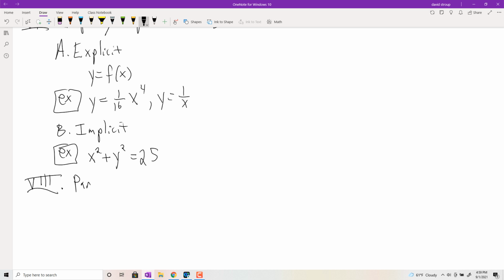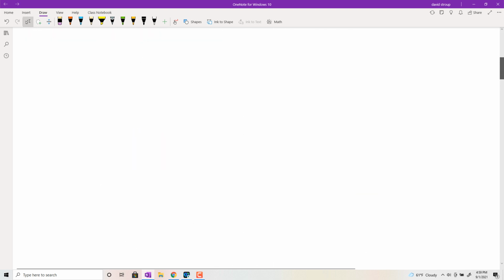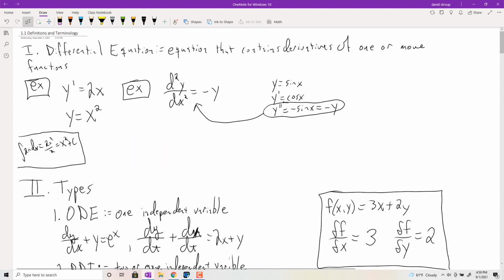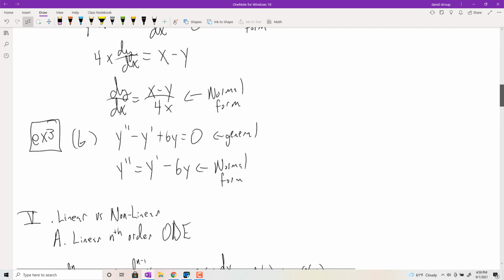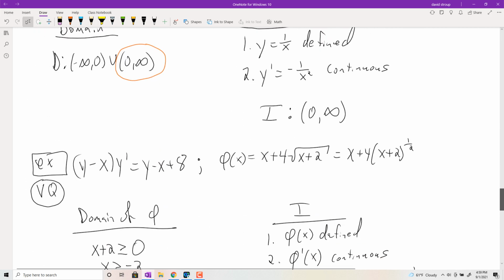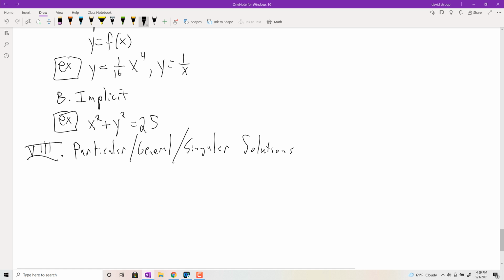We have particular, general, and singular solutions. Okay, so this is what I was talking about way back at the beginning of my notes, right here. So there's a solution right here. This x squared is a solution to the differential equation y prime is 2x, but there's other solutions, right? There's x plus 1, x plus 2, x plus 3, et cetera. So let's come back down here.